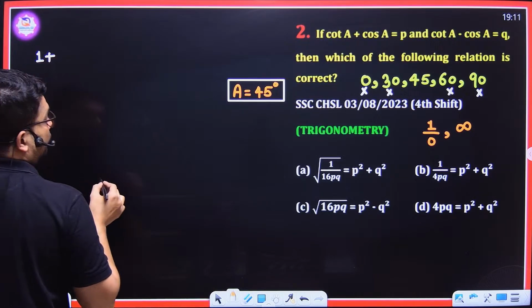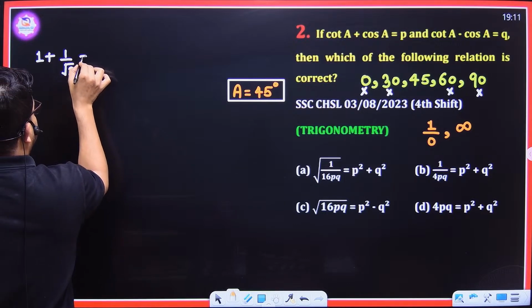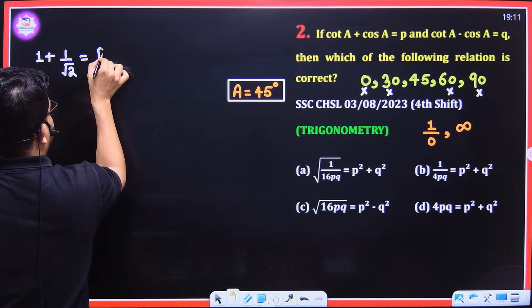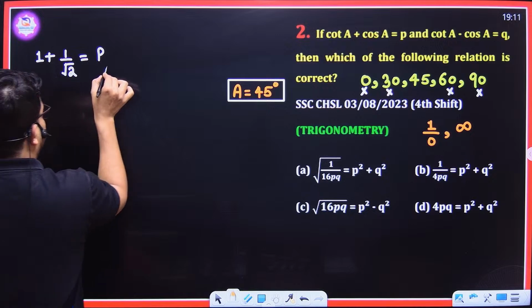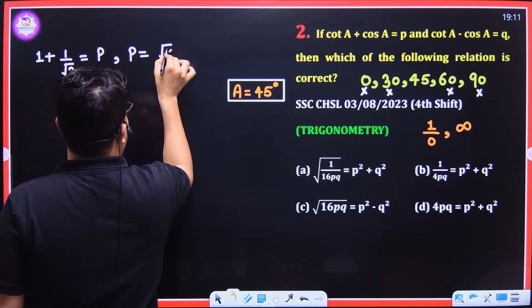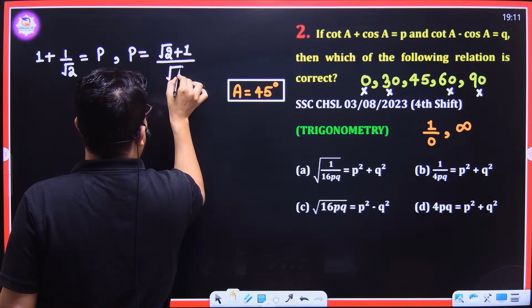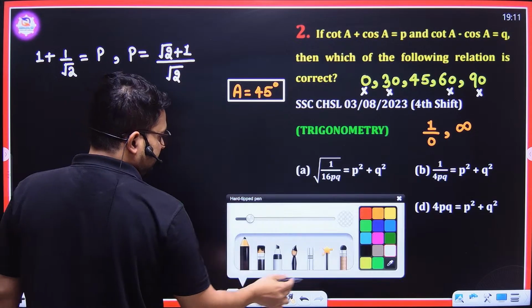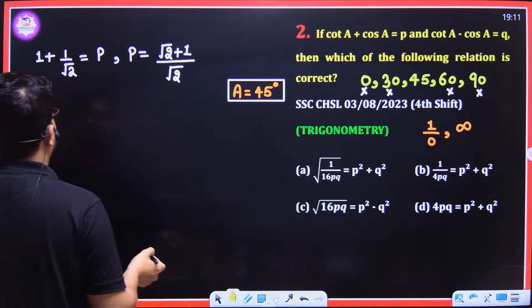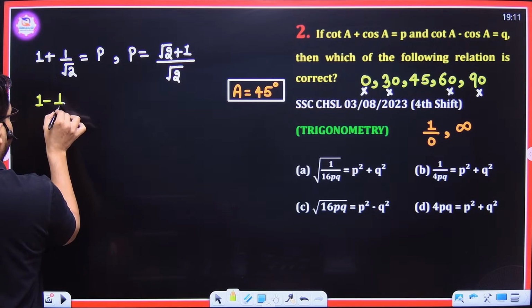plus cos 45 is 1 by root 2, is equal to P. I can write that the value of P is root 2 plus 1 upon root 2. Similarly, the value of Q is 1 minus 1 by root 2.